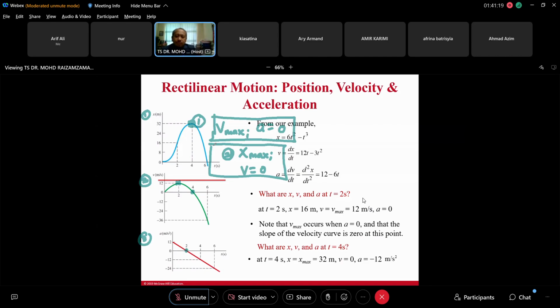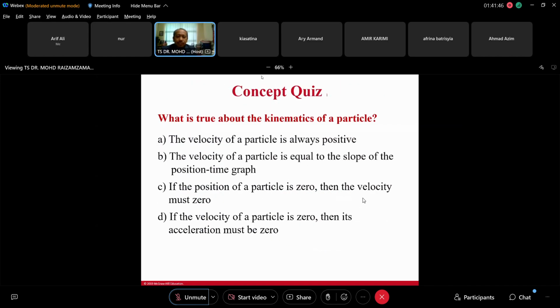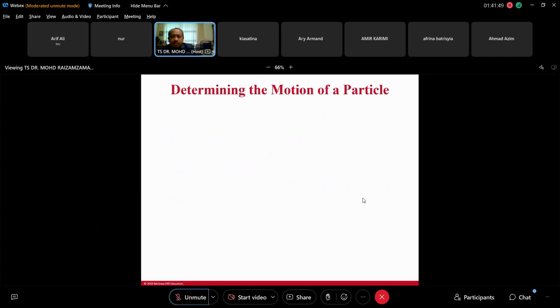I hope you're familiar with this now. Vmax when A is 0, Xmax when velocity is 0. Okay, good. Now let's continue. Let me go straight to this. Class, I hope all of you are able to find the kinematic quantities: position, velocity, and acceleration.